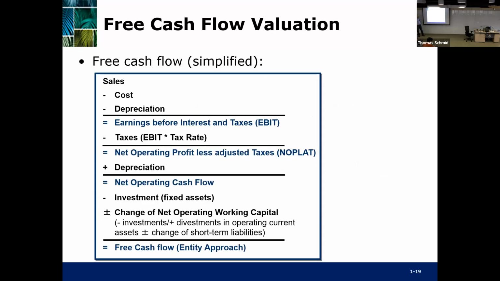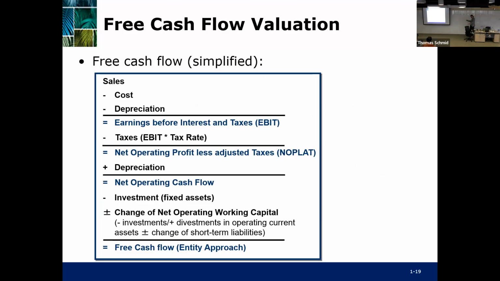Good. Free cash flow. How can we calculate the free cash flow? Well, again, very simple. Just a few steps. So we start with sales. We subtract the cost, and we do subtract the depreciation. Why do we subtract depreciation?